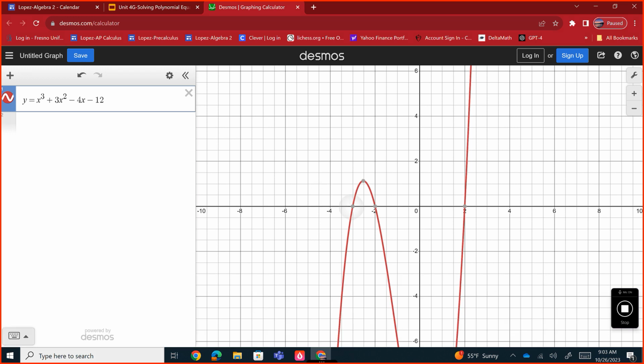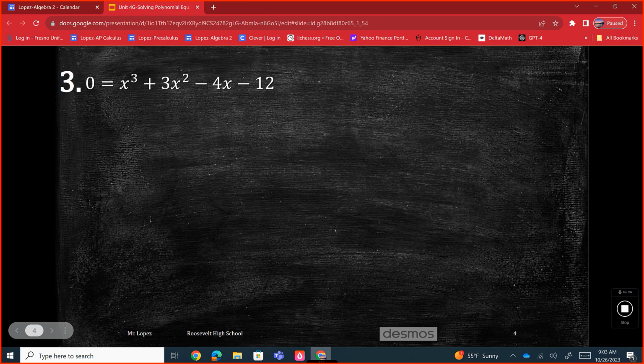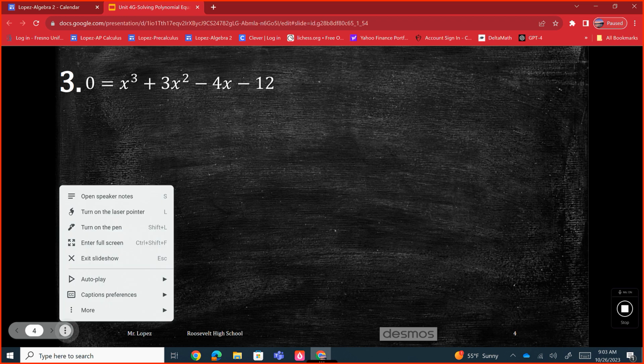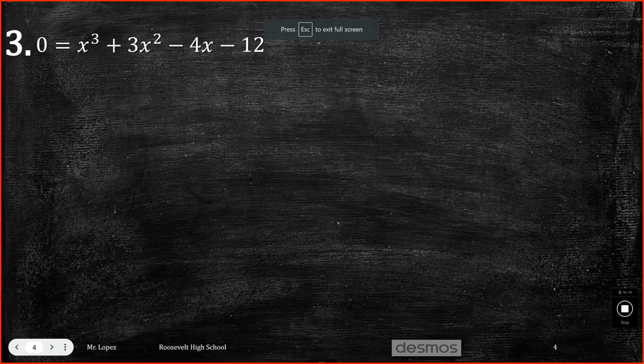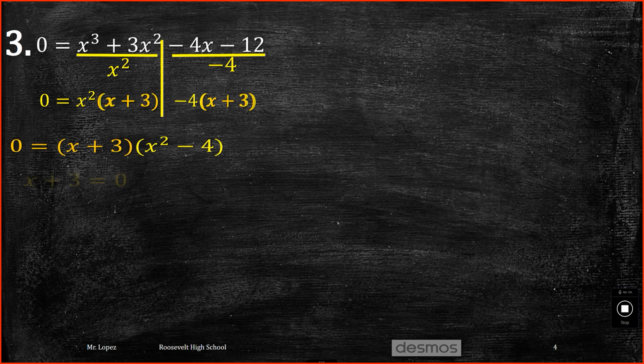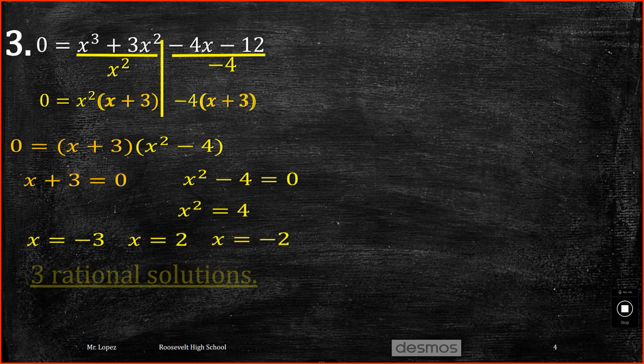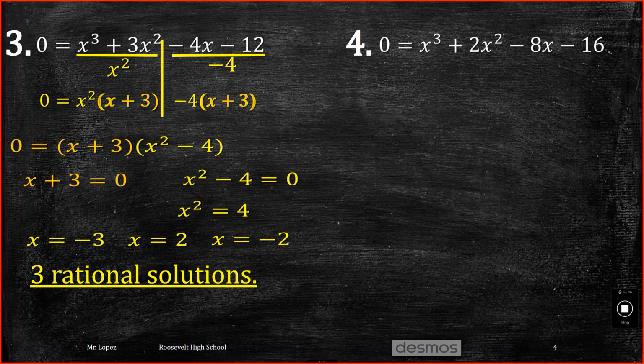Was that an answer? Negative 3? Yeah. Was negative 2 an answer? Yes. And was 2 an answer? Yes. All right. Three rational solutions again. All right. Let's do number 4 now. You guys go ahead and do number 4.